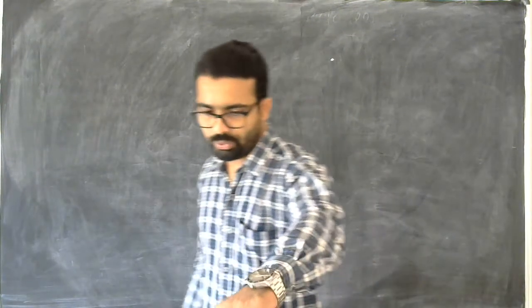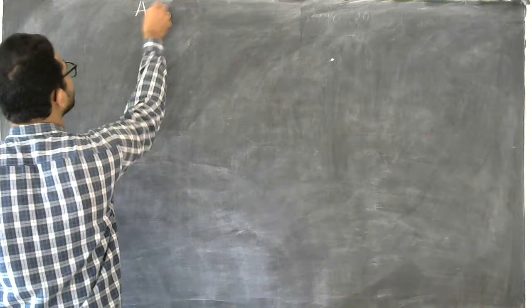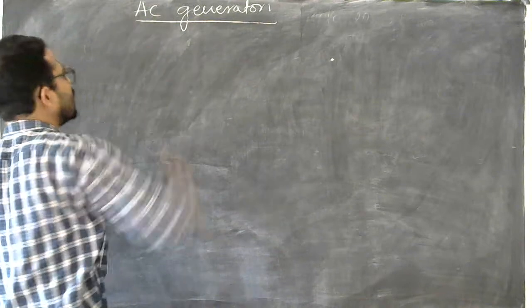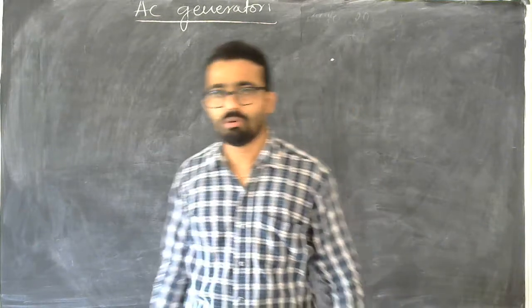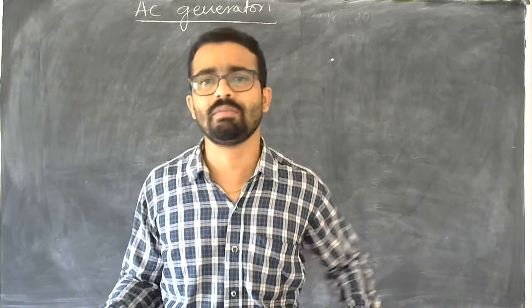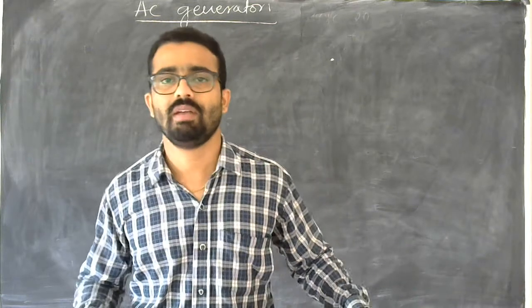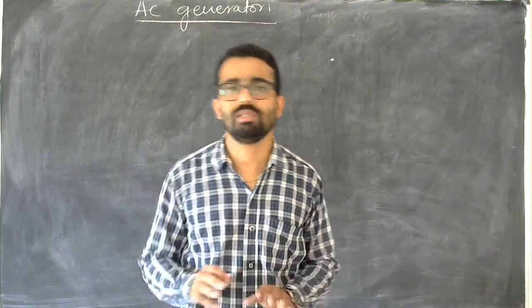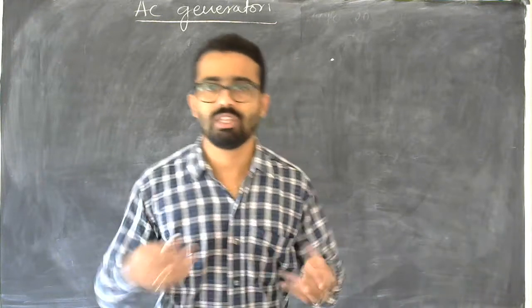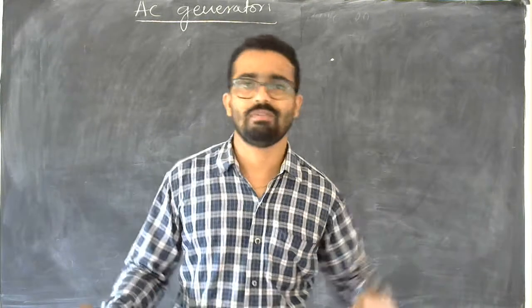Now let us move to another topic, that is called AC generator. So we already know about AC. AC means alternating current. We are very familiar with this because in our daily life we make use of AC. Whatever power is given to our home is AC. With the AC power supply, many equipments are operated with the help of AC.